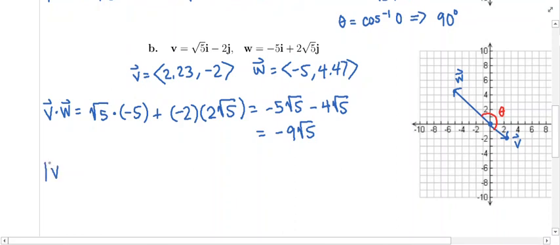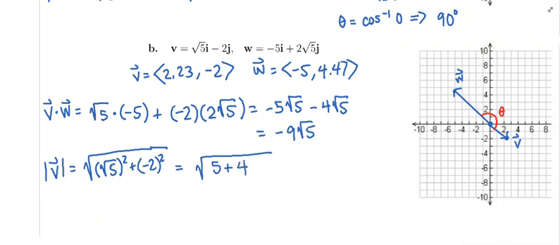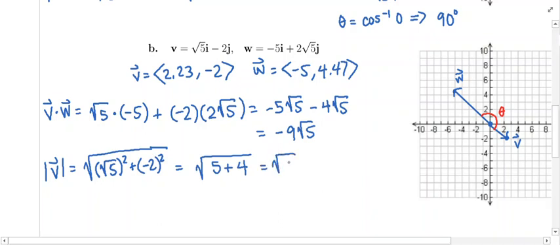Let's get the magnitudes here. The magnitude of V is going to be the square root of the horizontal component squared plus the vertical component squared. So if we simplify this, underneath the square root, the square root of 5 squared is 5, and then we're adding negative 2 squared, that's 4. So this is going to be the square root of 9, which is going to be 3. So that's nice.